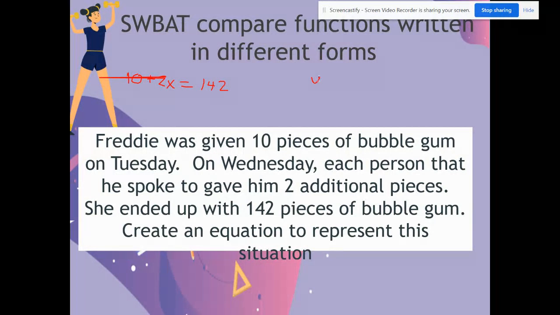So this is very similar to our y equals mx plus b form. I'm sorry if the pen glitches, but I'm trying my best, where your b is your starting amount and your m is how much you're changing by. In this case, I started with 10 pieces. I'm adding 2 per person, x being the number of people, for a total of 142 pieces. So we actually don't need to solve this because the directions say to set up an equation, and we did.